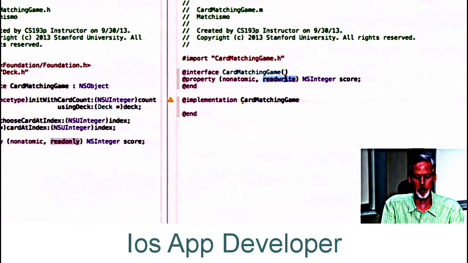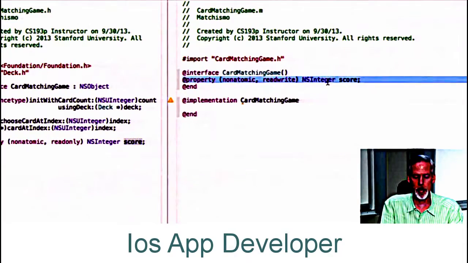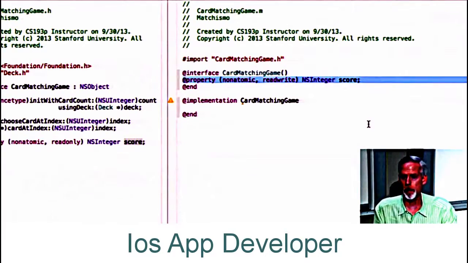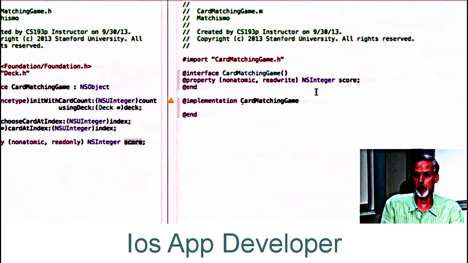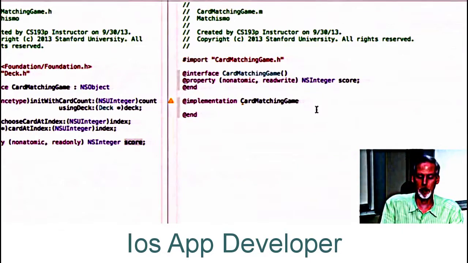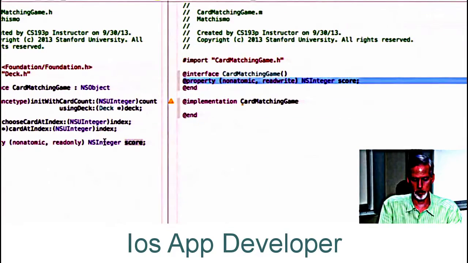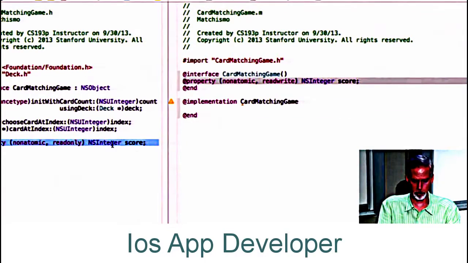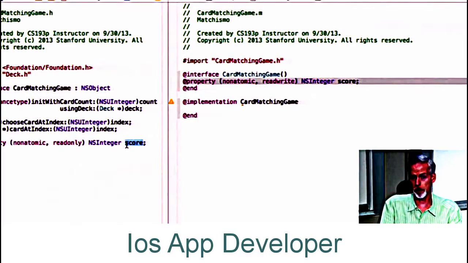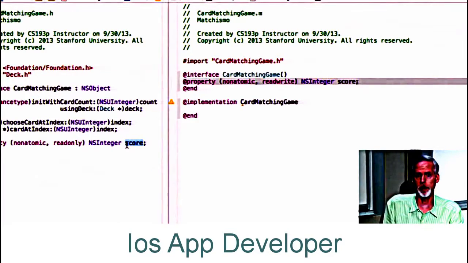So does everyone understand what I'm doing here? This is score. This is exactly the same score. It's just that this says there's going to be a setter. But I'm only going to be able to call that setter, at least not without a compiler warning, in my implementation, because I've declared the read-write part here. No public person is going to be able to call setScore without the compiler giving a warning.